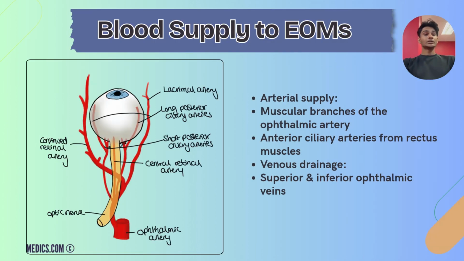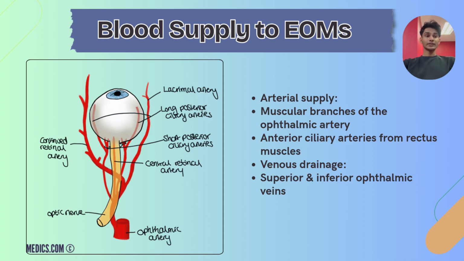Blood supply to extraocular muscles. Now let's look at how the extraocular muscles, or EOMs, receive their blood supply and how it is drained from the orbit. Just like all tissues in the body, the EOMs need a constant supply of oxygen and nutrients to work properly. That's where the blood vessels come in.